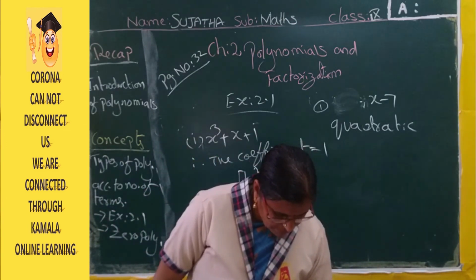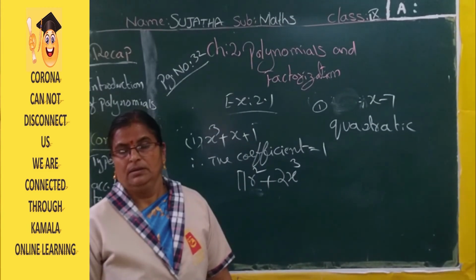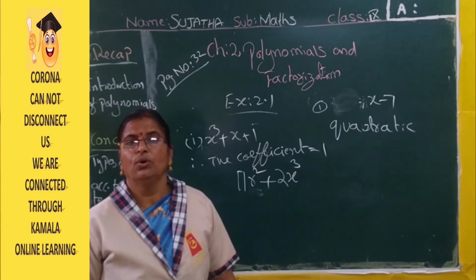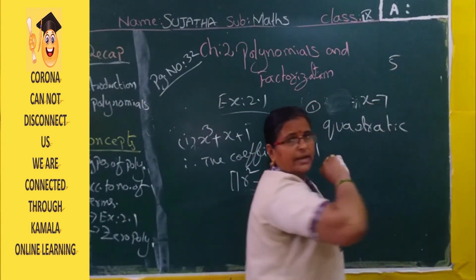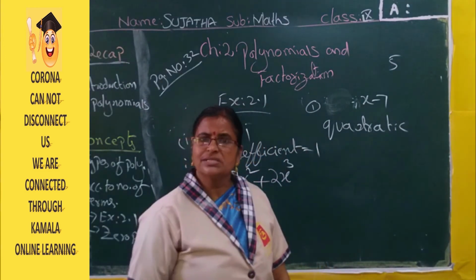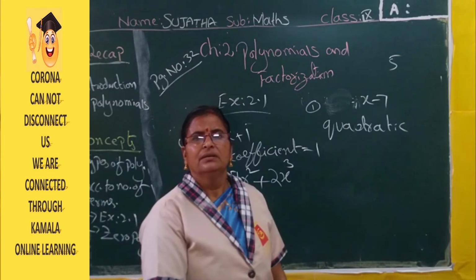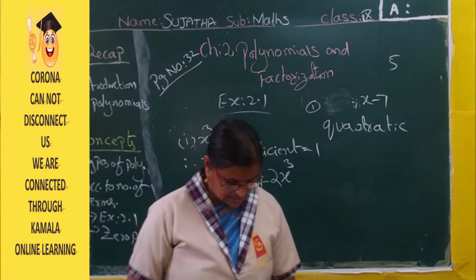Degree of the zero polynomial is 0. When will the degree of the polynomial be 0? When it is only a constant, if you write only 5. It is a constant, and the power of a constant is 0. So the degree will be 0. You can call it a constant polynomial or zero polynomial.